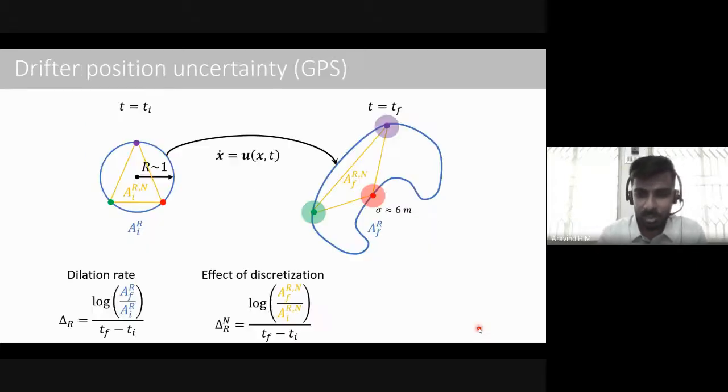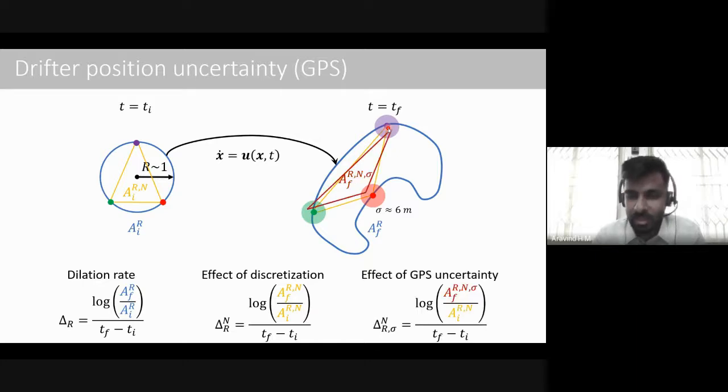Why is this important? Well, as a result of this GPS uncertainty, we no longer know where the final locations of these drifters are. And as a result, the drifter polygon that we see may end up being a distorted triangle instead of the yellow triangle we have been looking at so far, which allows us to compute a new form of dilation rate, delta NR sigma.